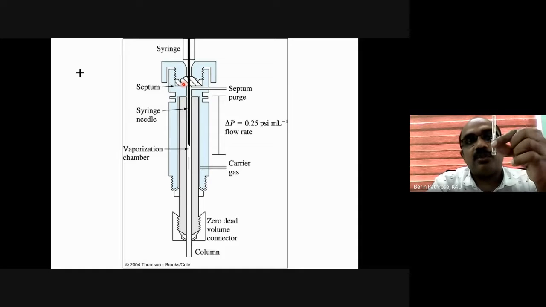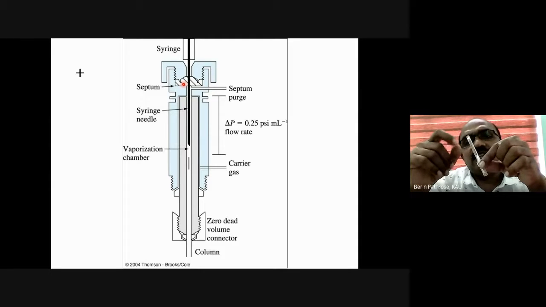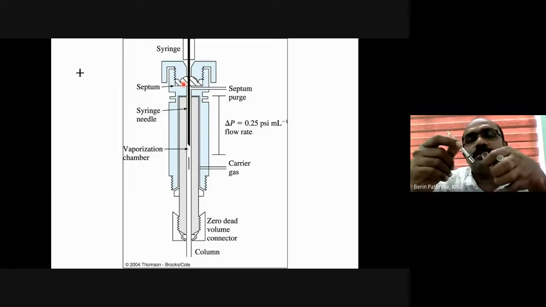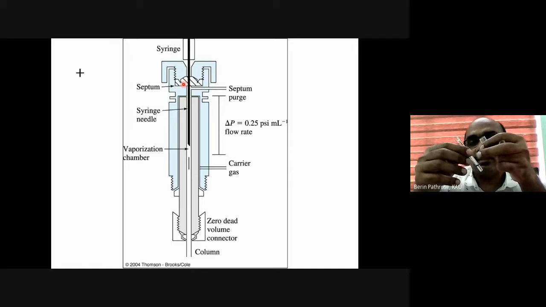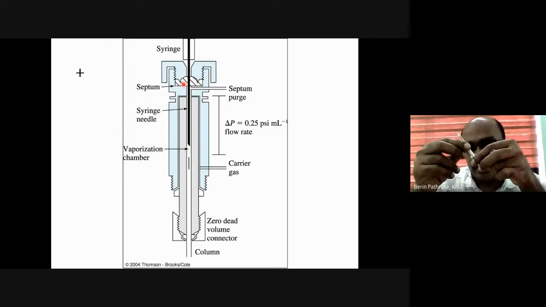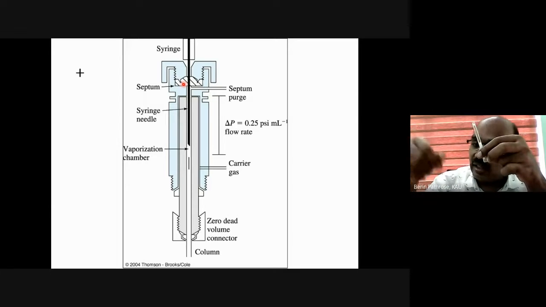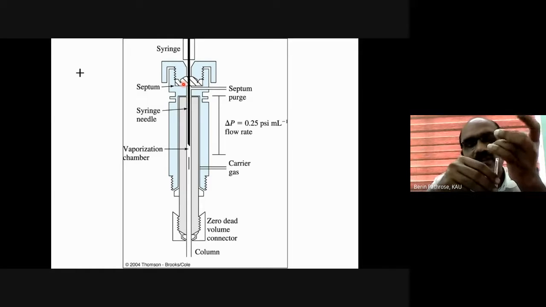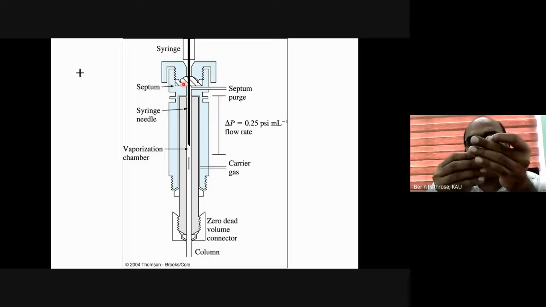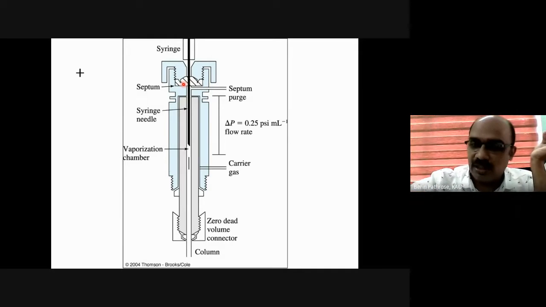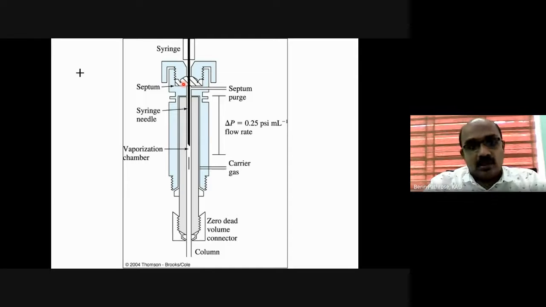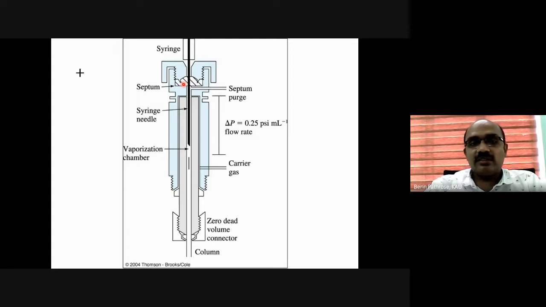So certain labs, if they have the patience, will remove the glass wool from this liner, clean it, and reuse the liner again. But it's a very cumbersome process. We don't normally advise it. Companies also don't normally advise it. But that can be done. So, are you clear with the injector?